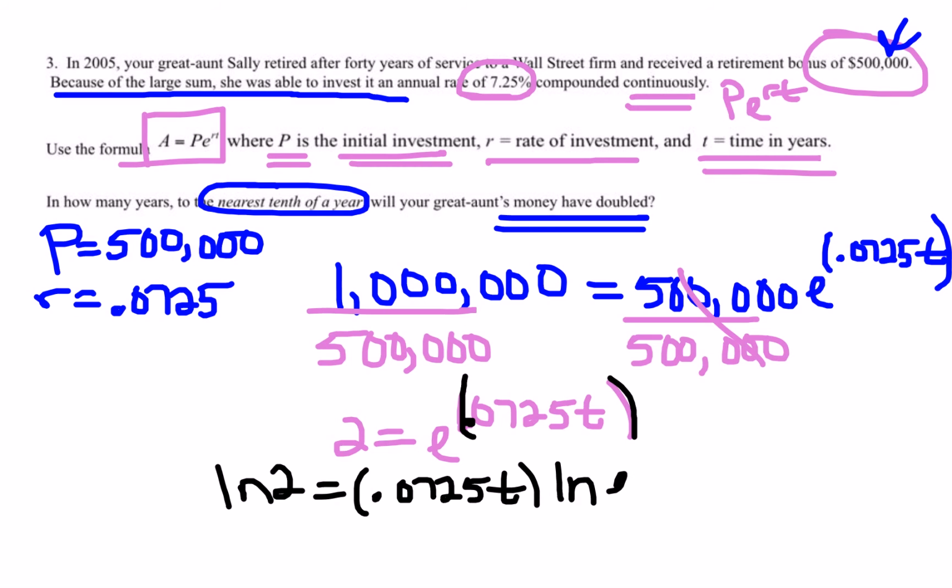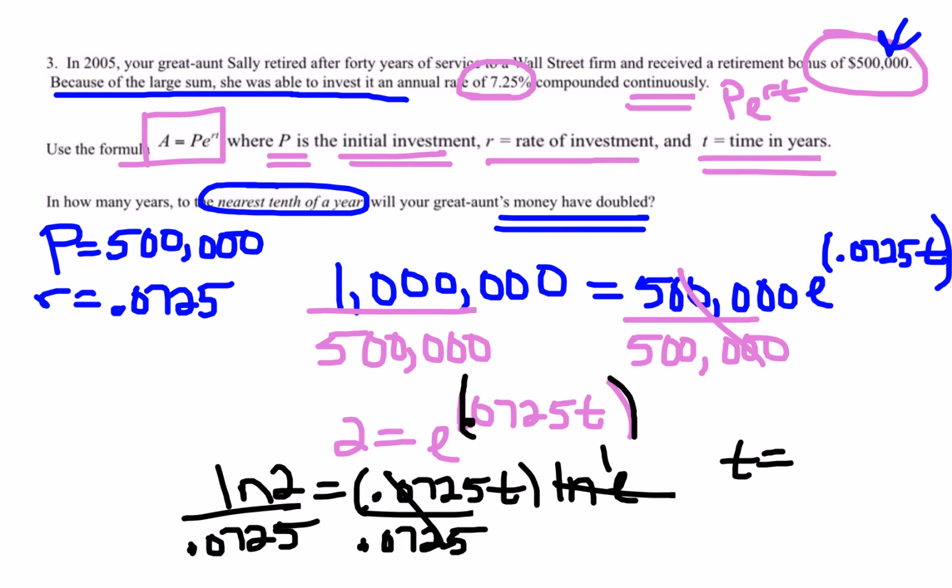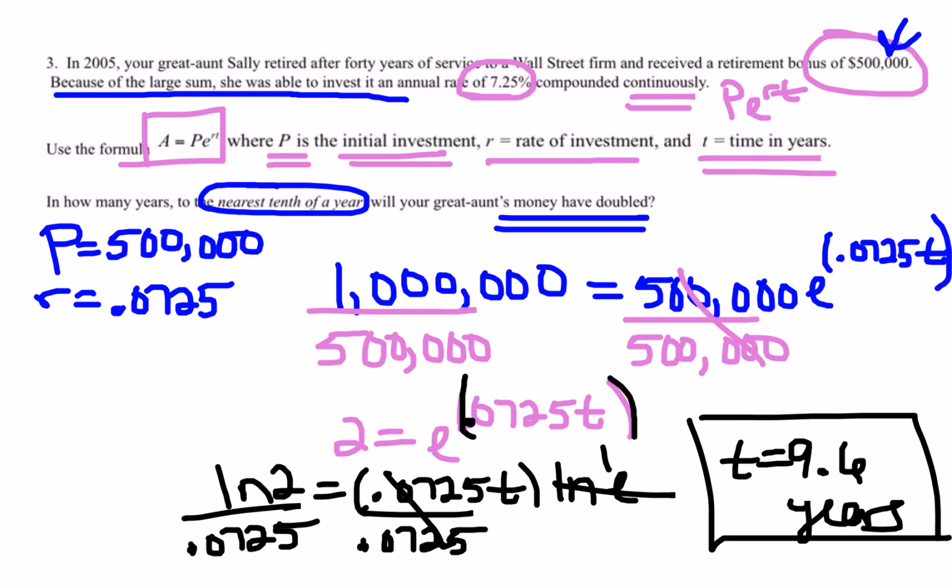I have ln of e, and ln of e becomes 1. That is why you want to use ln. And to solve for t, just divide by 0.0725. You will get a t value of 9.6 years. So that is how long it's going to take approximately for her money to double.